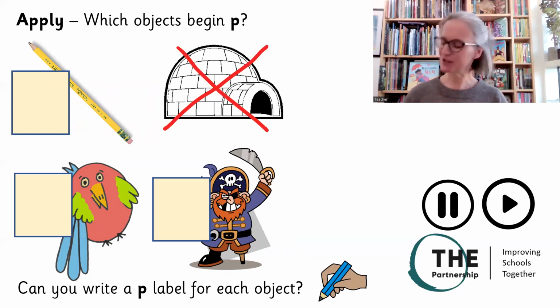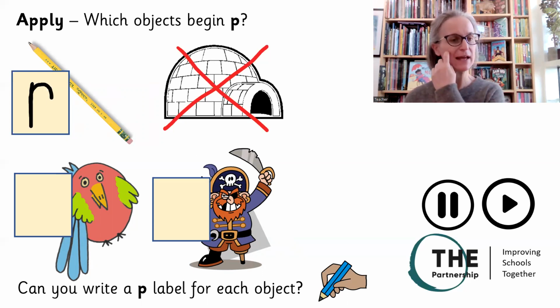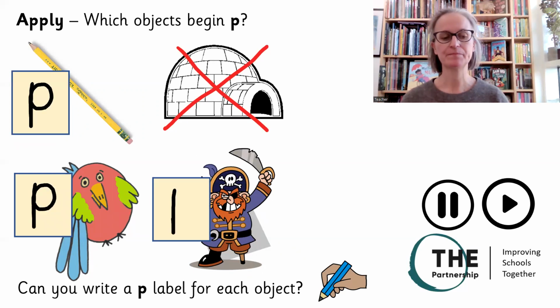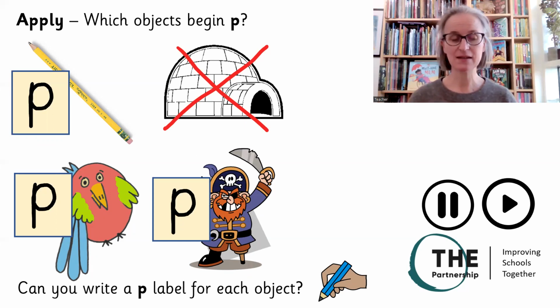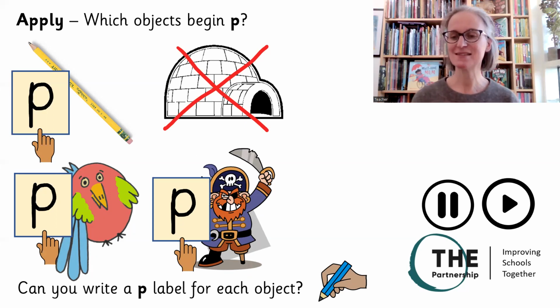Great, you've written your labels. Let's check them. So remember, to form a P, we go down the parrot's tail, back up and around its body. P. And we've done some writing, so we need to read our labels. Let's read them together. P. P. P. Fantastic.